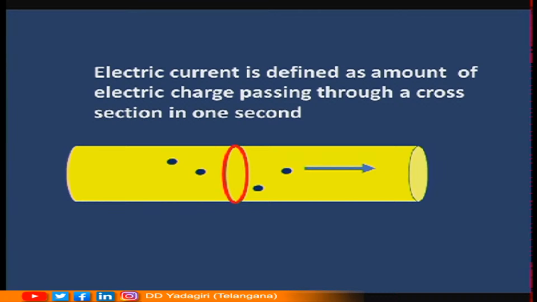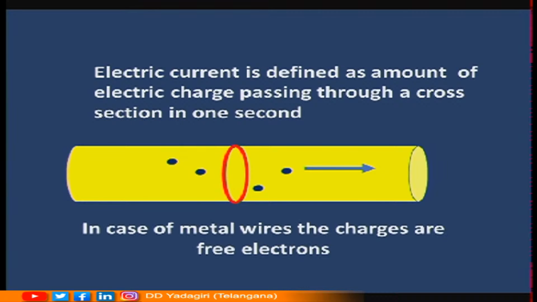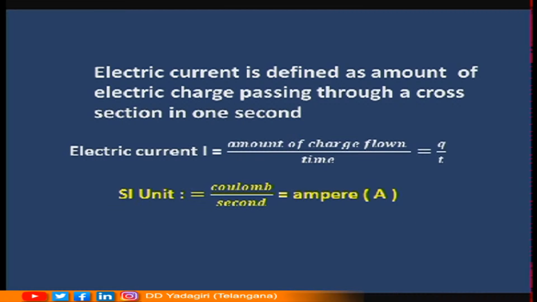Children, let us revise. Electric current is defined as the amount of electric charge passing through a cross section in 1 second. In case of metal wires, the charges are free electrons. Formula for electric current is Q by T and SI unit is ampere.